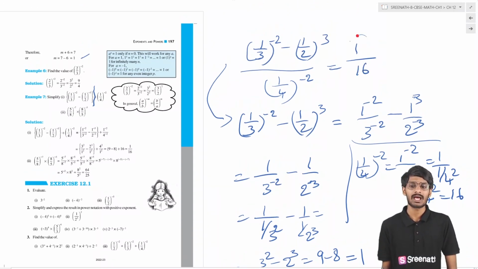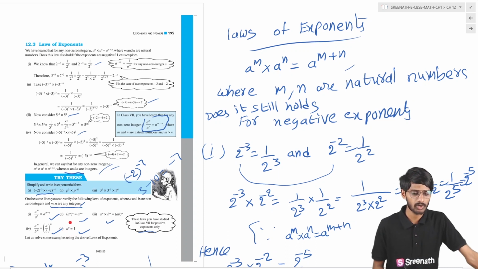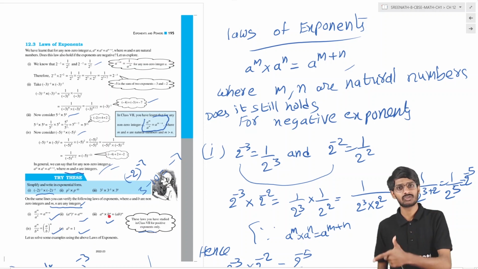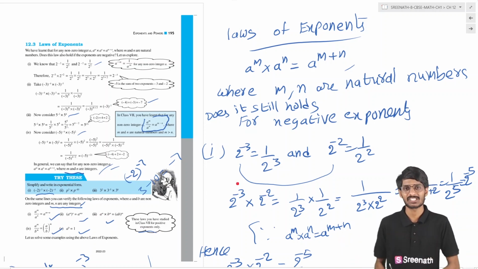So we have understood what the laws of exponents are. Basically these laws: a power m by a power n equals a power m minus n, and a power m by b power m equals a by b whole power m, and a power 0 equals 1, a power m whole power n equals a power m into n, a power m into b power m equals ab whole power m. So all these rules we have studied for positive integers. Here we have studied for positive or negative integers. They are true for all integers. Okay students, we have completed this topic.